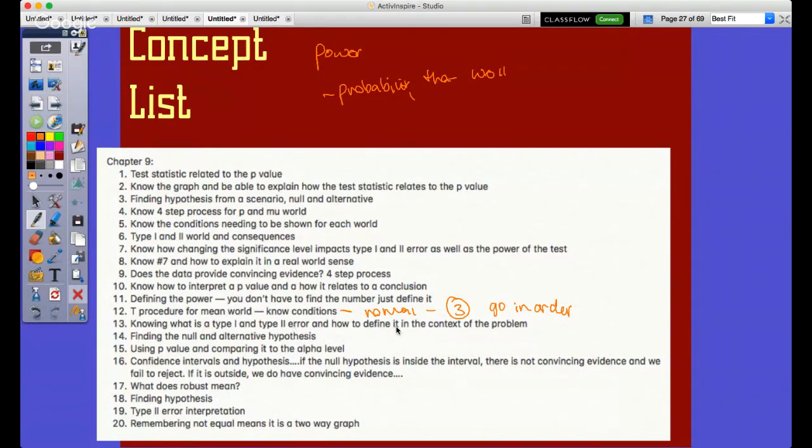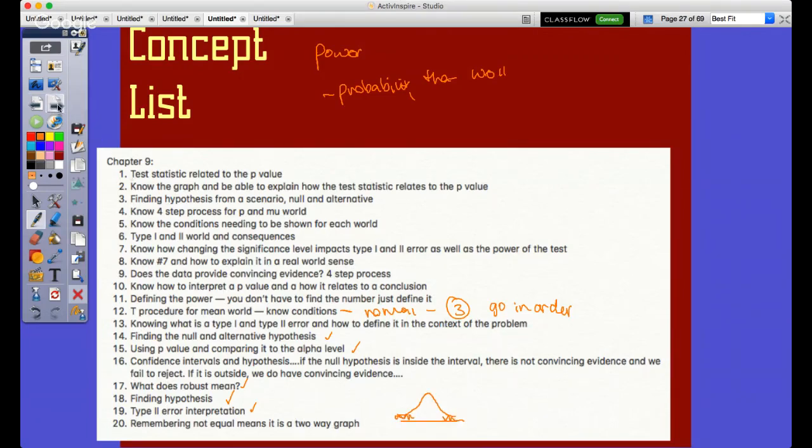Type 1, type 2. Defining it in context. Make sure of that. We just said that. Finding null and alternative. Using p-value, comparing it to the alpha level. Confidence intervals and hypothesis. If the null hypothesis is inside the interval, yeah, this is a good one. I'm going to look at one of these here in a second. We went through robust, finding hypothesis, type 2 error interpretation, and not equals. Remember, that means I'm shading both sides.